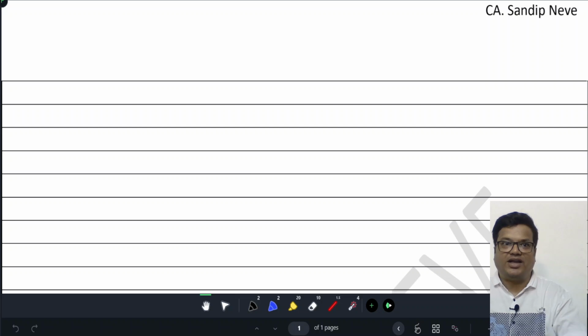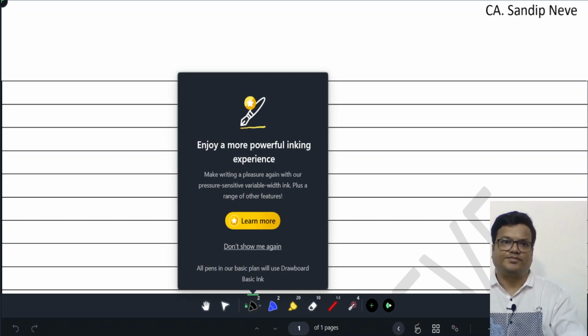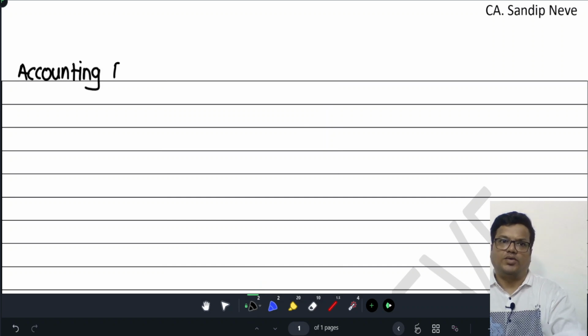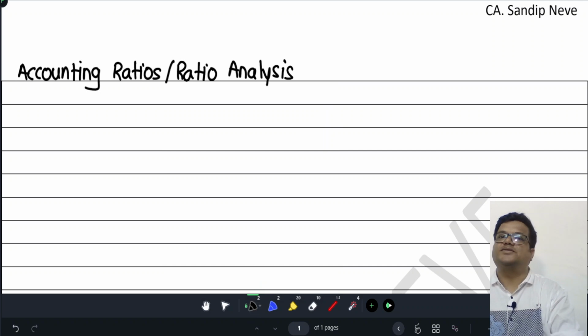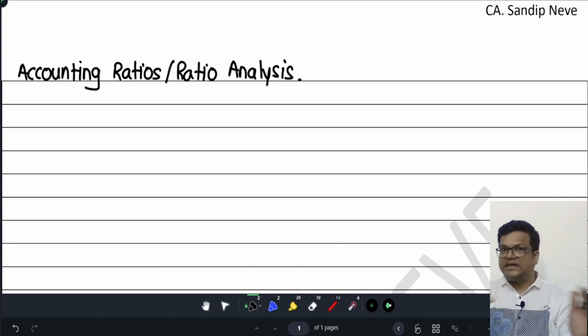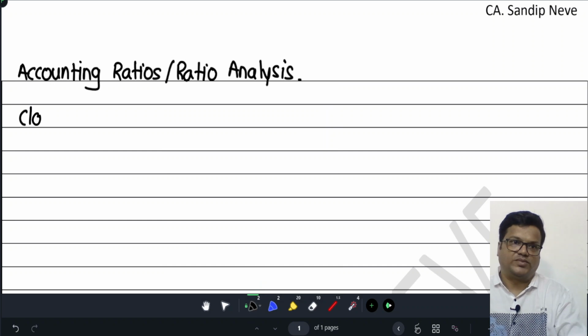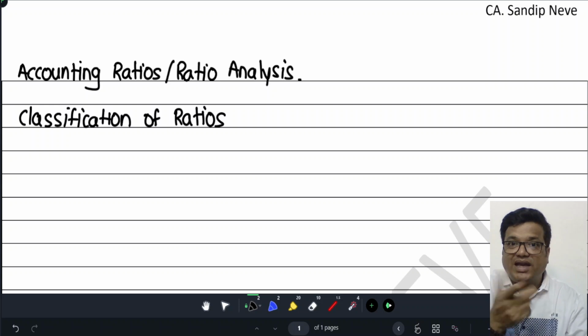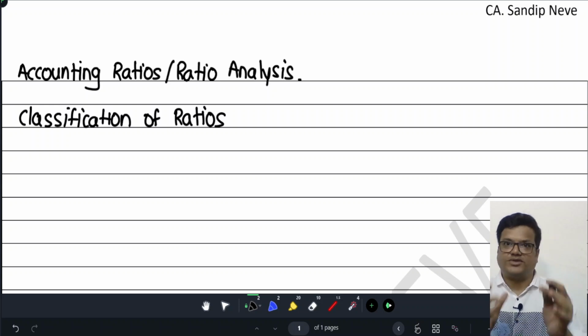So today we are going to talk about accounting ratios, also known as ratio analysis. Okay, as we all know, these ratios are classified. So we talk about classification of ratios. See, we have to get the numbers from somewhere. So what is our source? So based on that we classify.